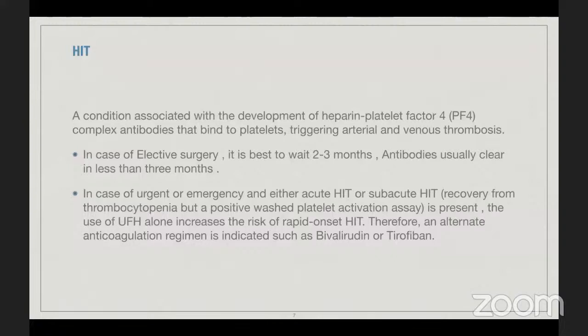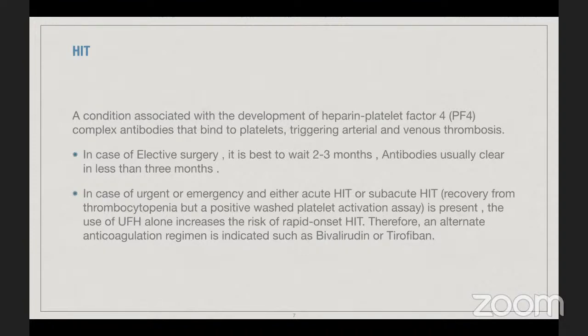Usually the antibody clears. If the patient has HIT, usually the antibodies clear after a couple of months, so you can make sure before the surgery that the patient has no HIT antibodies. If he has no antibodies against the platelet factor 4 complex, then you can go for the surgery with heparin. But if it's an urgent surgery, you have to use bivalirudin. You may consider alternative anticoagulation.